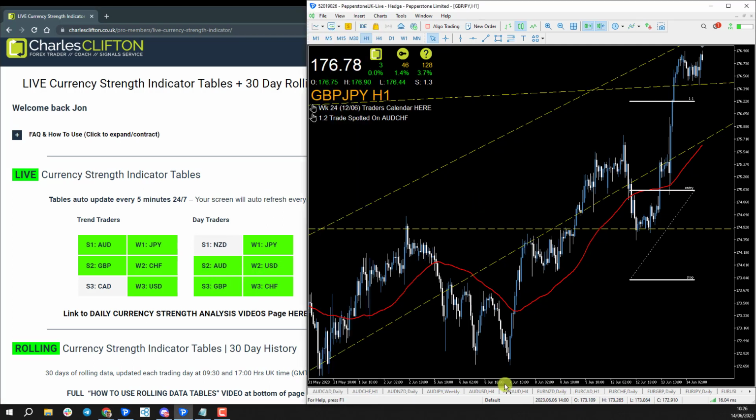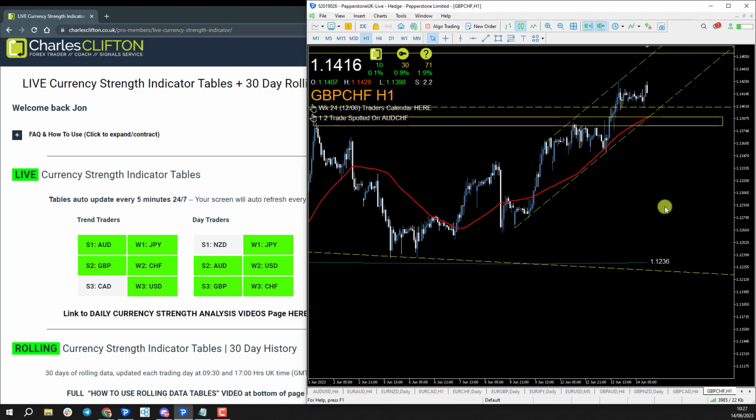So if we just go over pound Swiss first, we'll come back to pound yen. Pound yen was an interesting market that we looked at yesterday for a long opportunity, but unfortunately we missed the entry by spread. So we'll talk about that one in a second here, but we're going to have a look at pound Swissy first.